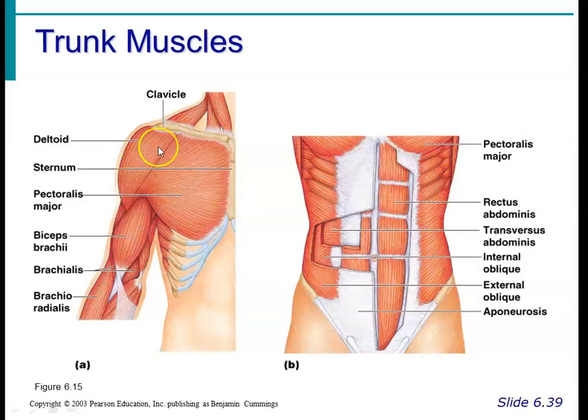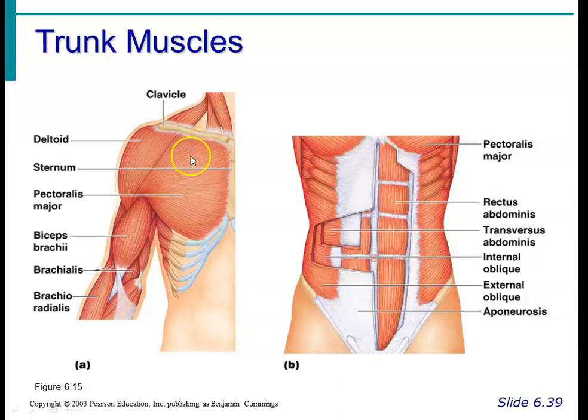Now we're going to talk about some of your trunk muscles, so we're getting a little bit further down. So we do have our shoulder muscle, and that is your deltoid. Attaching to your sternum, and if you were to beat on your chest, those are your pecs there. That's your pectoralis major.